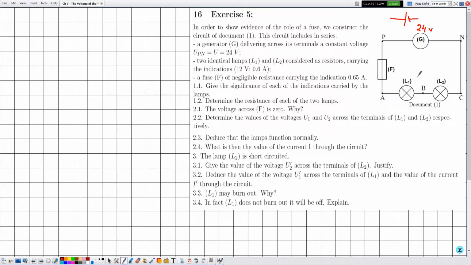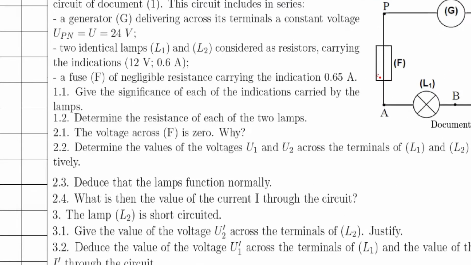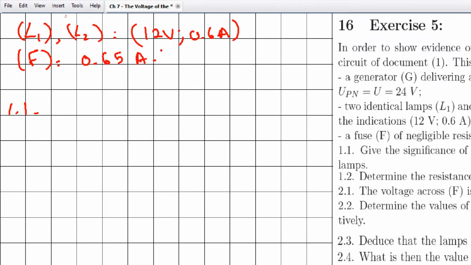Now we have two identical lamps, L1 and L2, each of them carrying the indications 12 volts, 0.6 amperes. A fuse F of negligible resistance carrying the following indication. Now in 1.1, give the significance of each indication carried by the lamps.